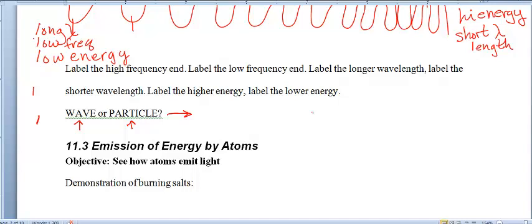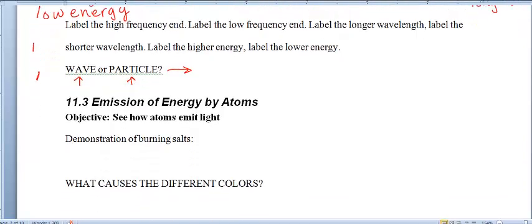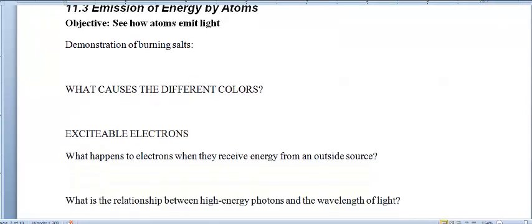and a particle. A wave carries energy but has no substance to it. Particles tend to have mass and are limited in regards to how fast they can move. And we need to understand this because the nature of light is going to reflect what happens with electrons in atoms. So when we're together, I'll do a little demonstration of burning salts.